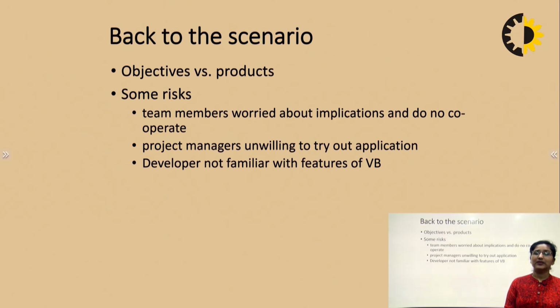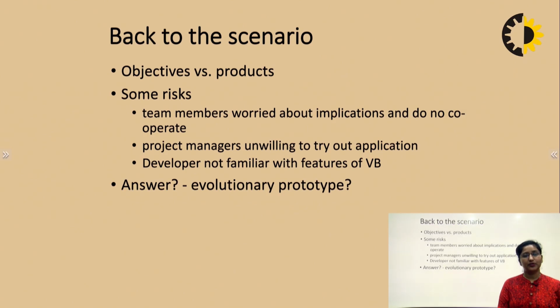We may come upon some risks. What can be the risk? Some team members worry about the implementation, about the implication that the project is not going to be completed, so they are not ready to cooperate about how this particular project is going to be finished. Project managers may be unwilling to try out the applications. Developers are not familiar with the features of VB which had been selected.